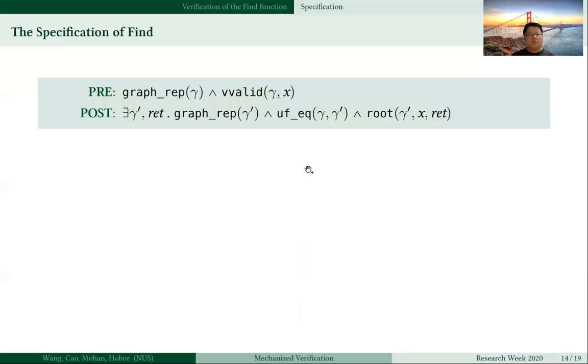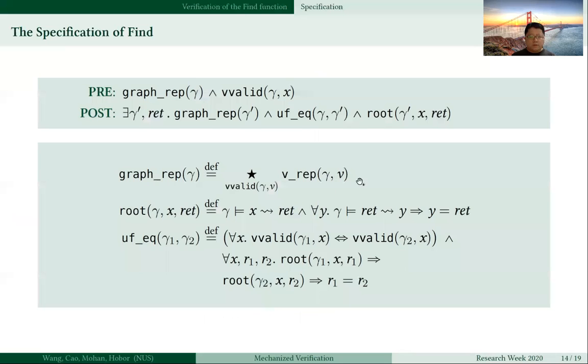Now we have all the necessary components for the specification of find. Here is a concrete definition. The graph representation of gamma is just here, as mentioned before. The root of x is defined here by reachability. The root is reachable from x in gamma, and the root cannot go anywhere but itself. If it can reach y, y must be the root itself.